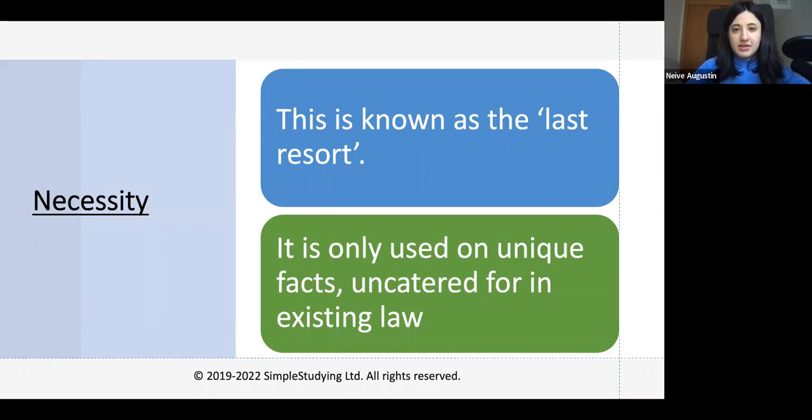Necessity is also another defense, but it is very rarely used. This is known as the last resort defense. So if you're advising a party in a problem question, you should try to discuss the other defenses and only discuss necessity as the last resort, because you need to mention in the problem question that this defense is very hard to establish, and it is only used on unique facts, only when there are no other defenses that could be used.